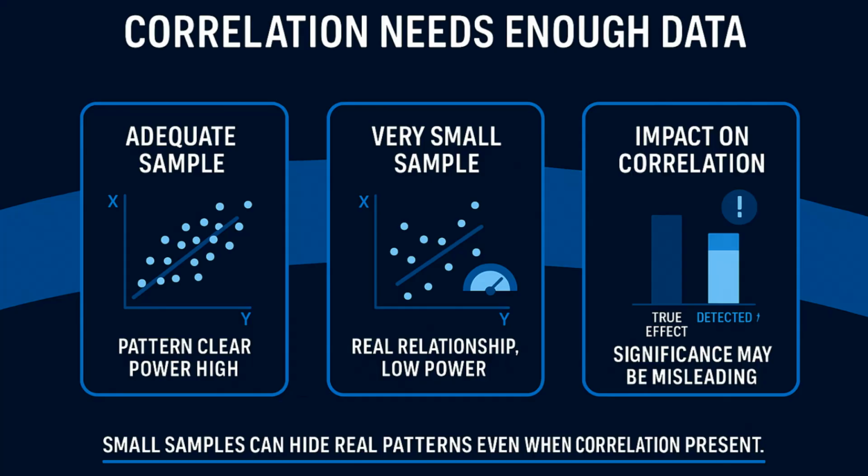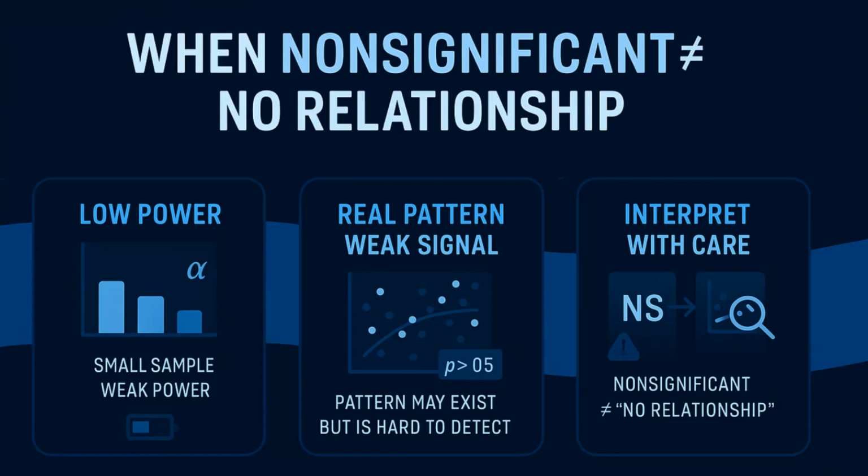Correlation also depends on having enough data to detect a pattern. When sample sizes are very small, even real relationships can fail to reach statistical significance. In those cases, a non-significant result does not necessarily mean the variables are unrelated. It may simply mean the study did not have enough power to detect the relationship.